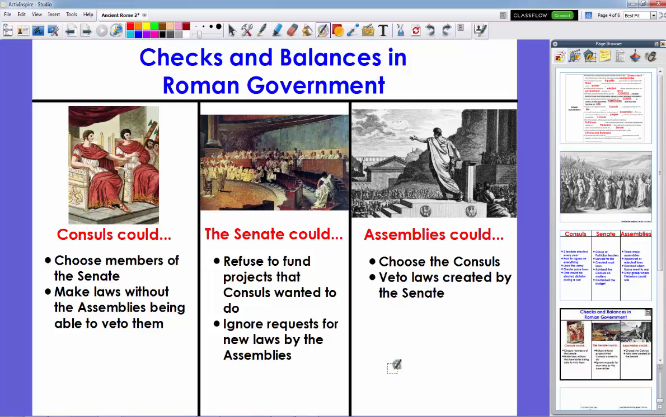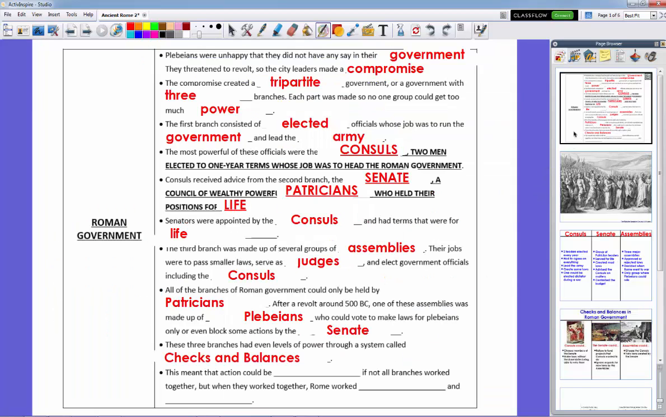But on the other hand, all the Roman assemblies had checks over the Senate and the consuls. For example, the assemblies actually chose the two men to rule Rome as consuls, and they could also veto laws created by the Senate, and the Senate couldn't do anything about them. So these checks and balances kind of kept the three branches equal.